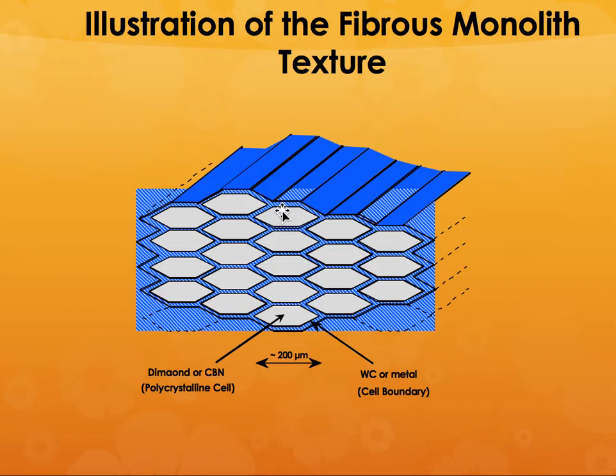And so this is a schematic of that material. So you have a strong ceramic surrounded by a weak ceramic material. So for example, the inside is diamond, which is polycrystalline, and it is about 200 microns, and you have tungsten carbide or tungsten carbide cobalt metal in the cell boundary. So this cell boundary is weaker, and it has a tremendous ability to absorb energy compared to the diamond itself.